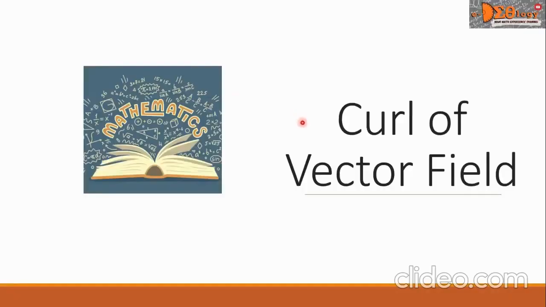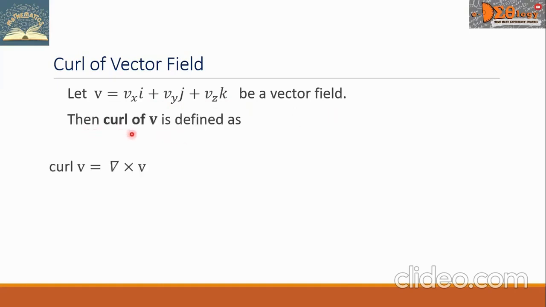Today, we're going to study curl of vector field. Let v equals v sub x i plus v sub y j plus v sub z k be a vector field. Then curl of v is defined as curl v, and the formula is gradient cross product v.